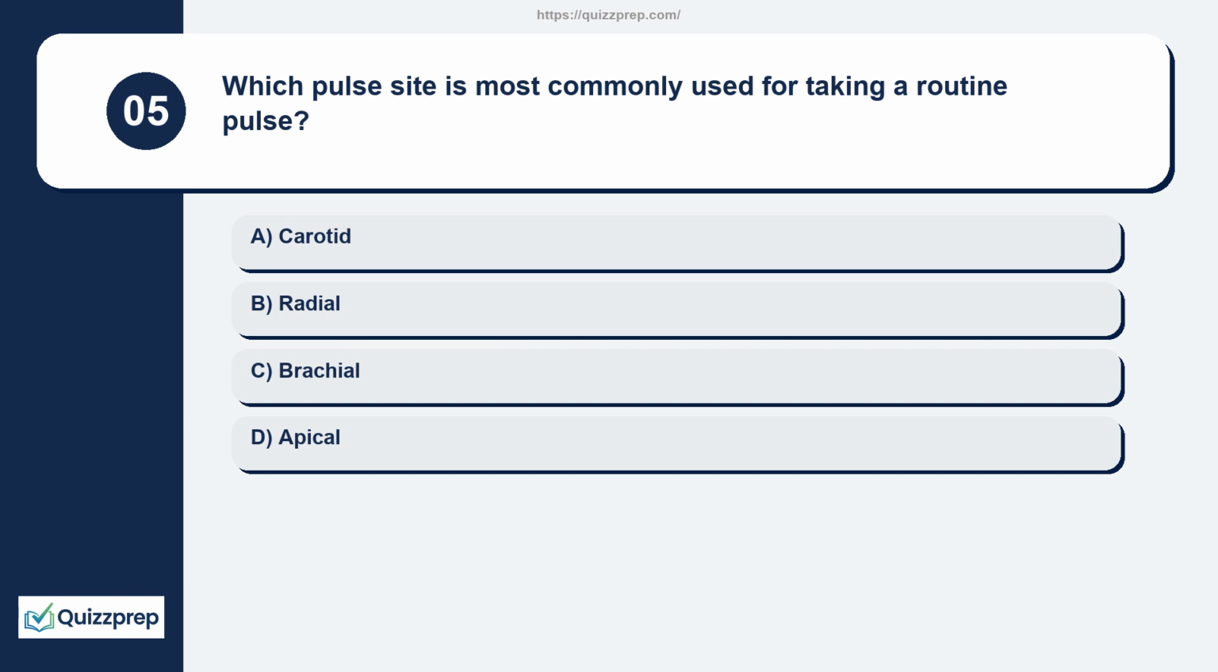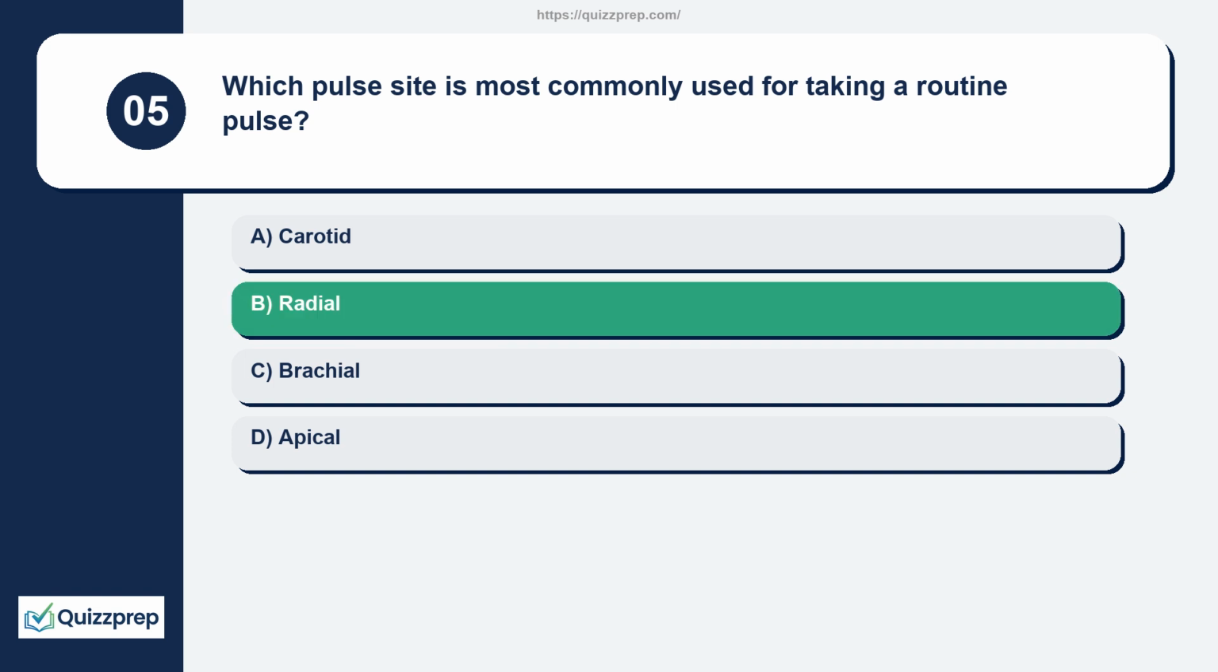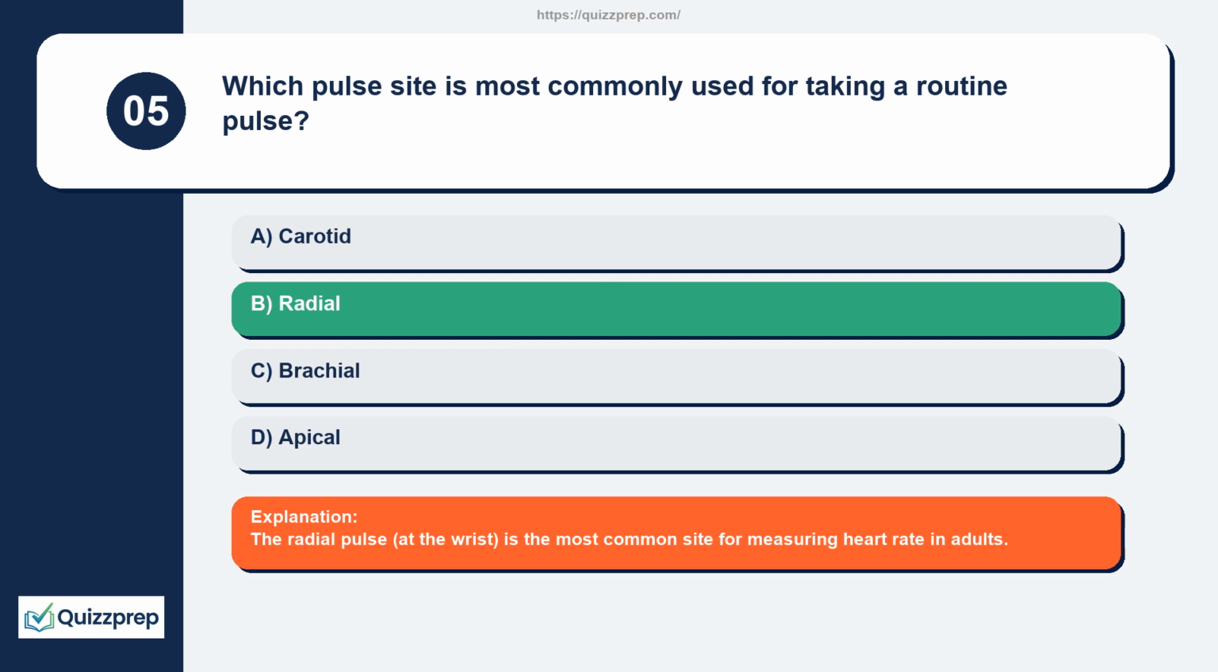Question 5. Which pulse site is most commonly used for taking a routine pulse? Carotid, radial, brachial, apical. The radial pulse, at the wrist, is the most common site for measuring heart rate in adults.